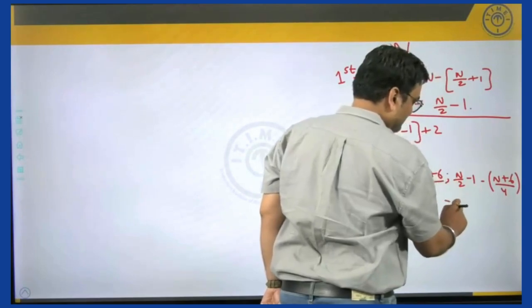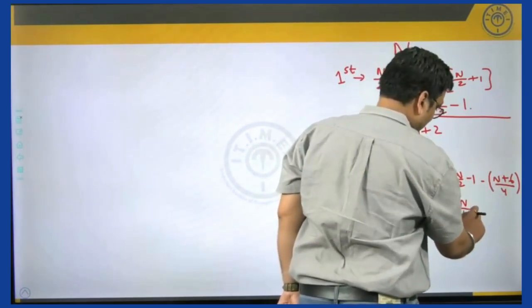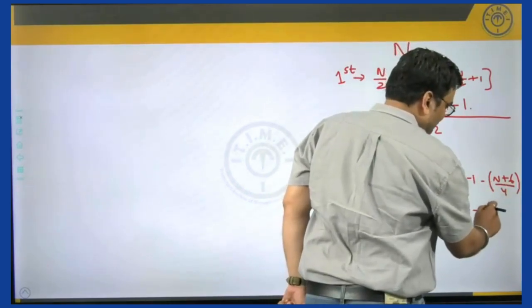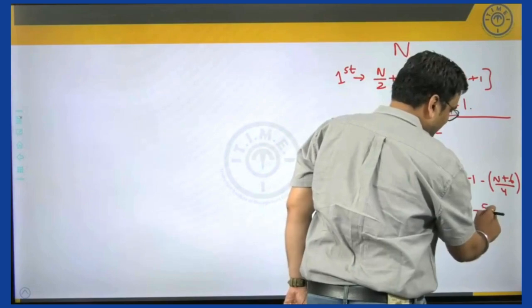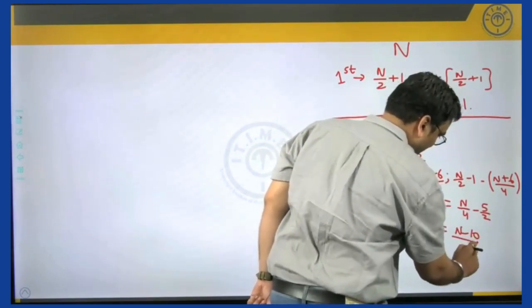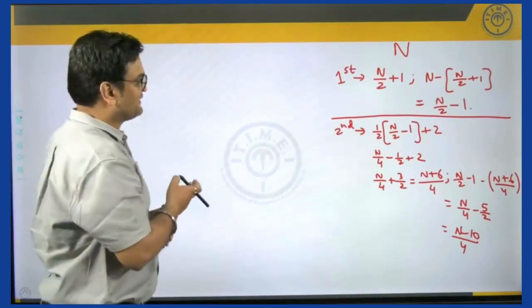Okay. When you take the LCM and all, it will give us what? n by 2 minus n by 4 is n by 4. Minus 1 minus 6 by 4 minus 3 by 2. Minus 1 minus 3 by 2 is minus 5 by 2. When you take the LCM, it is n minus 10 by 4. So, thus the number of fruits he is left with after selling to the third customer.